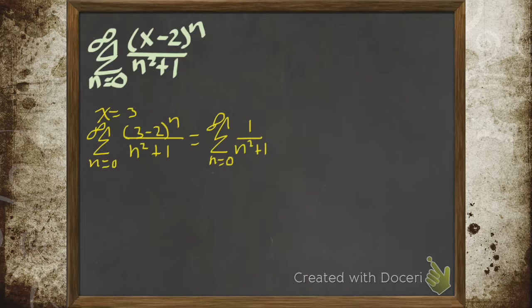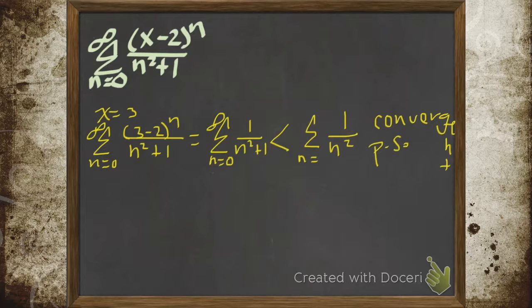Wait, whoa. Does that converge? Well, we use the comparison test. Looks like the one on the right is bigger. It dominates it, and that's a convergent p-series. So by the comparison test, we include the endpoint x equals 3, because that converged, see?